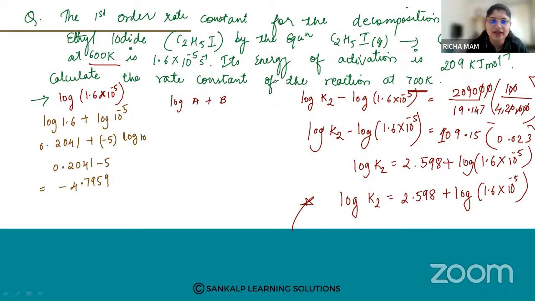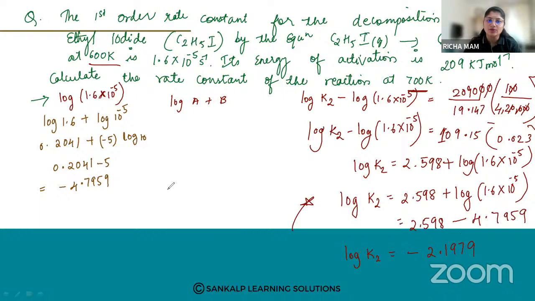Yes, minus 4.959. Good, very good. Okay, so this much. Now I'll put the values here. So it will be 2.598 minus 4.7959. So log of K2 is equal to, what I'm getting here now, 2.598 minus 4.7959. It is minus 2.1979.